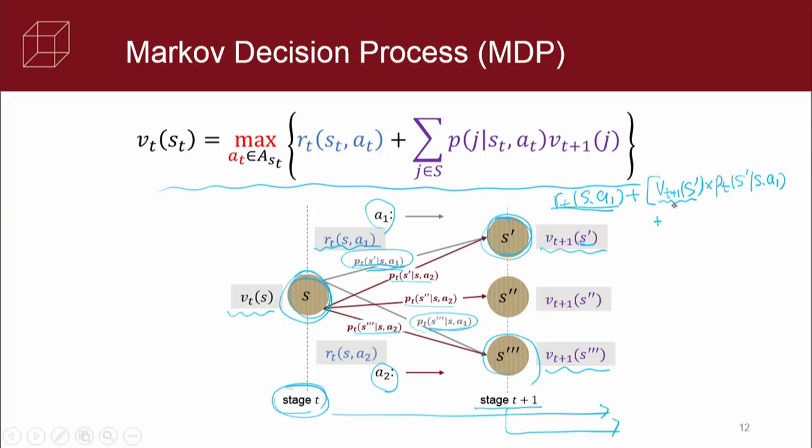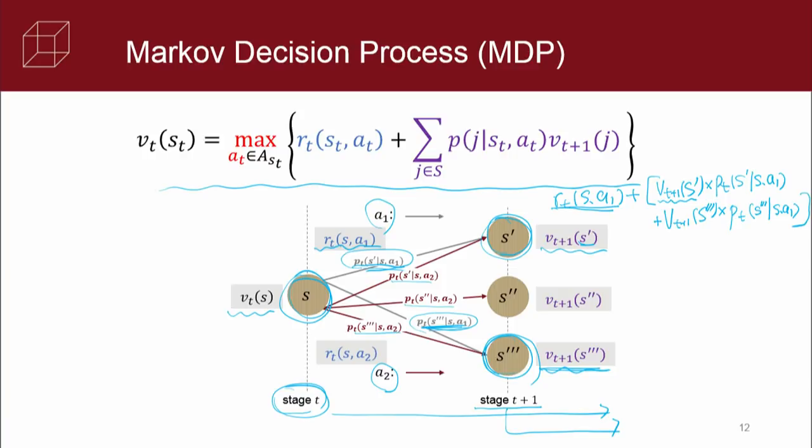And plus, with this probability, the next state at stage t plus 1 is S triple prime, and you can consider the expected total remaining reward from the stage t plus 1 to the end. That is Vt plus 1 of S triple prime, and the corresponding probability is Pt(S triple prime | S, A1), right? So you can also calculate the maximum total expected reward in S from the stage T onward when the action A2 is chosen.